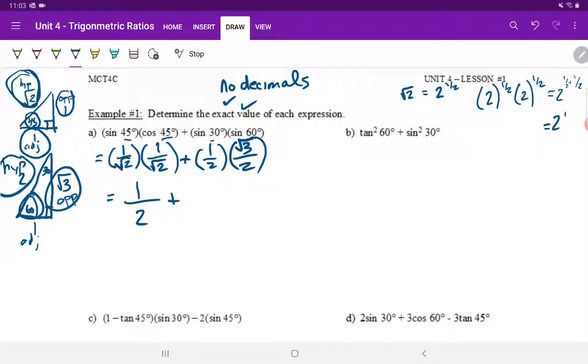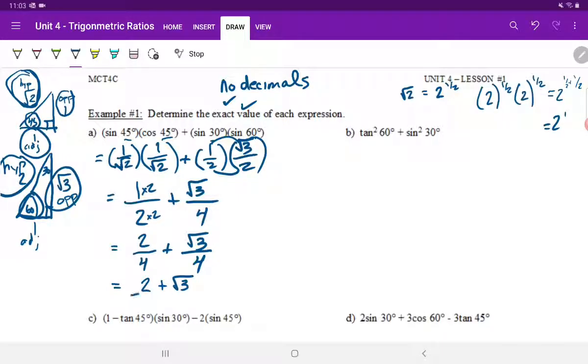Plus 1 times the square root of 3 is square root 3. 2 times 2 is 4. Find a common denominator, which is 4. The second fraction stays the same. Here we had to multiply by 2 to get 4. Whatever you do to the denominator, do to the numerator. So we get 2 over 4. So here's our final answer: 2 plus the square root of 3 all divided by 4.